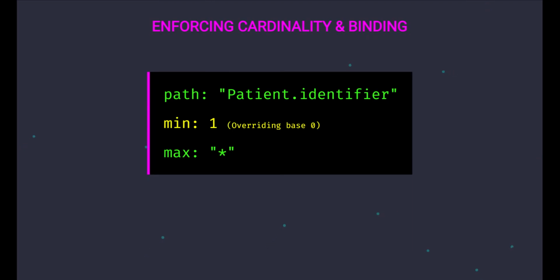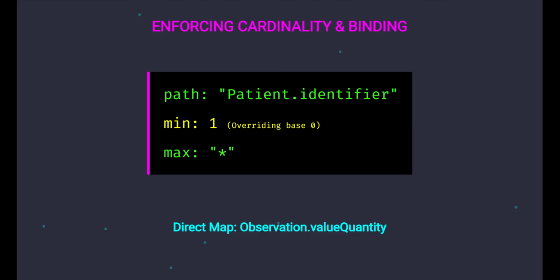For instance, setting minimum equals 1 on an element makes it mandatory within your profile context, overriding the base specification's minimum equals 0. Understanding the path attribute is crucial. It maps directly to the resource element being constrained, such as patient.identifier or observation.valueQuantity. We must programmatically parse these definitions to build the validation rule set.